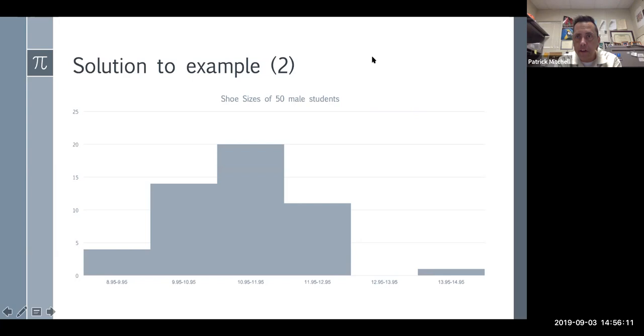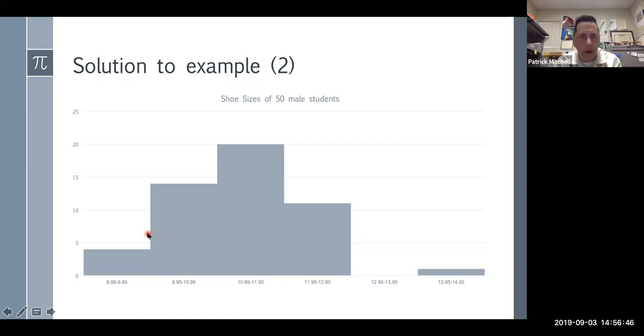Now I have one suggestion. Again, I did this in Excel and there was one thing I couldn't quite figure out to do. When you're drawing these, especially by hand, what I would like you to do is actually put the class endpoints on the sides of the bars. In other words, put the 8.95 here, 9.95 here, 10.95 would go right there, 11.95 would go there, et cetera.